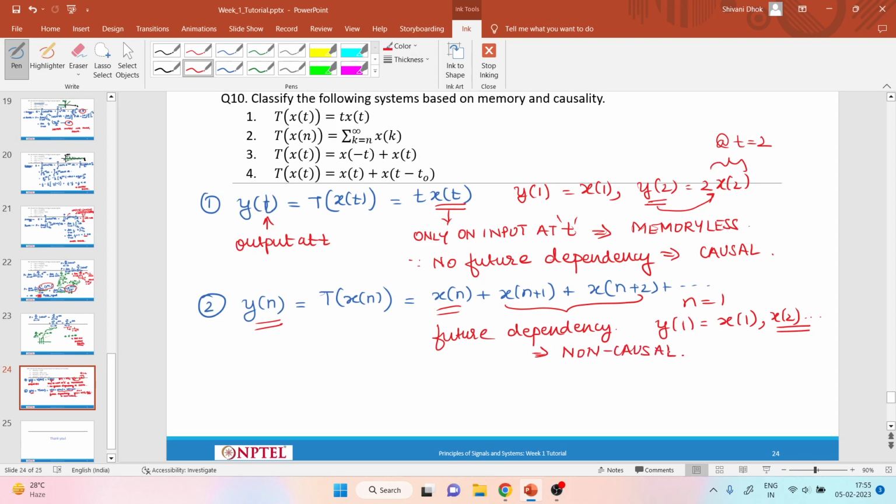Also, Madam, even if sigma k is equal to minus n to infinity, that also becomes non-causal, no? Yes, yes. And again, apart from this, as we said for the definition of memorylessness, that it should depend only on the current instant of input. Therefore, since we are having future dependency, that the current output is also depending on inputs at some other instances, this is also not a memoryless system.